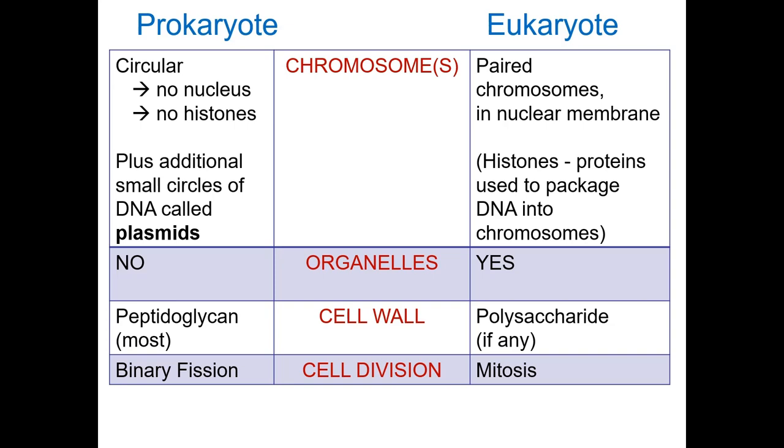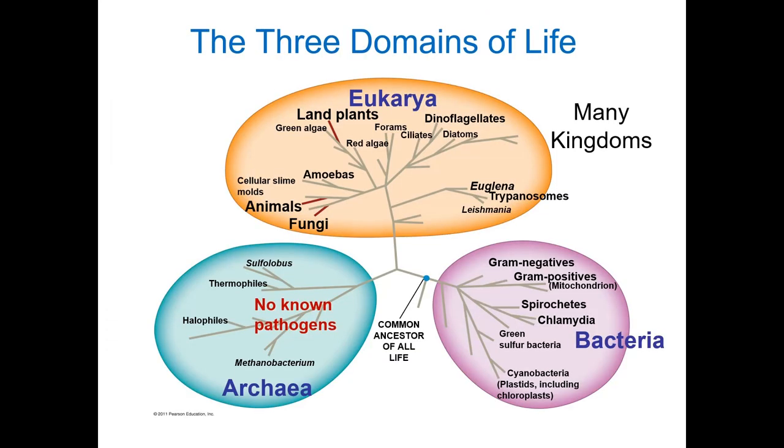In prokaryotes, dividing that circular chromosome and the circular plasmids is much simpler, and this occurs through a process known as binary fission. Here, once again, we're seeing our three domains of life, our three major categories of living things.